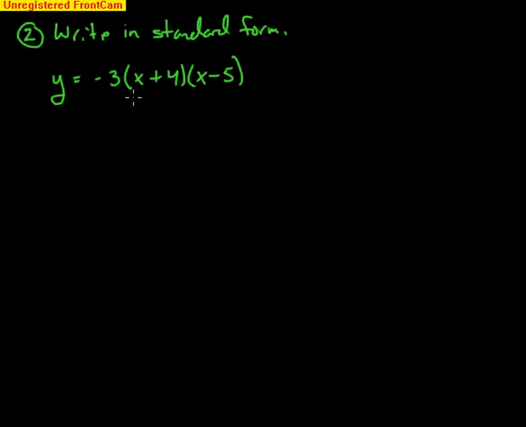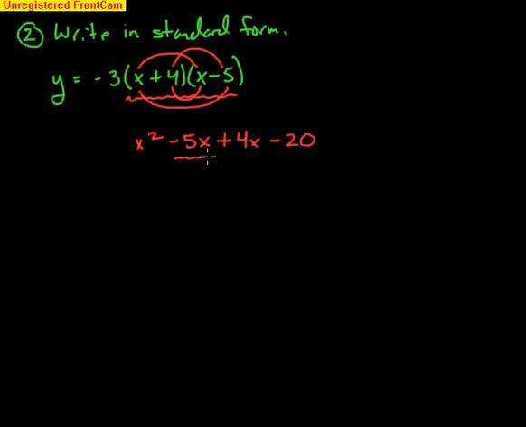Alright. So recall, in class, we need to FOIL first. FOIL first. First, outer, inner, last. First: x times x is x squared. Outer: x times negative 5 is negative 5x. Inner: 4 times x is positive 4x. And last, 4 times negative 5 is negative 20. You are not done until you combine the like terms. x squared minus 5x plus 4x, that's a minus 1x, or just a minus x. You can put 1 here if you want to. It doesn't matter to me.